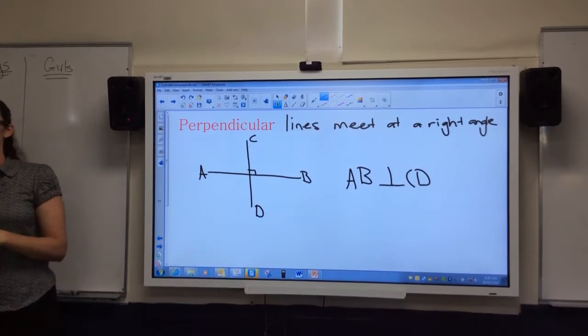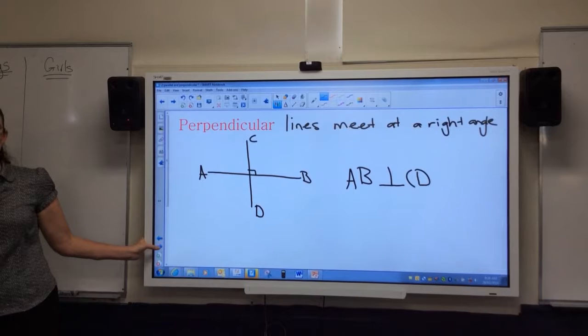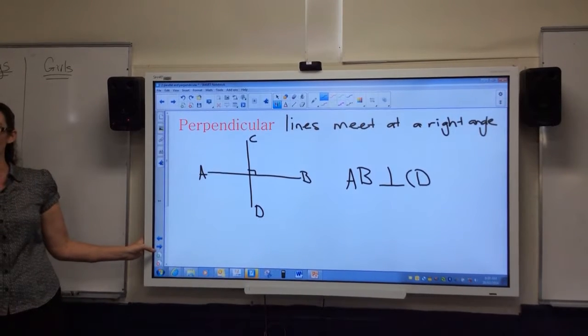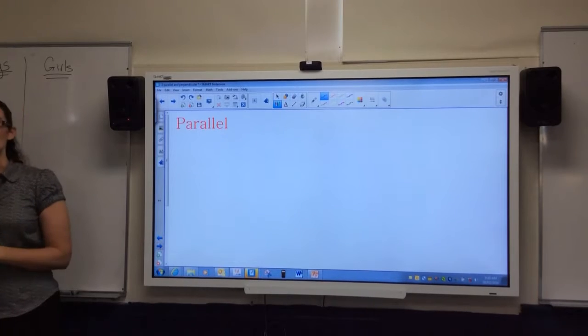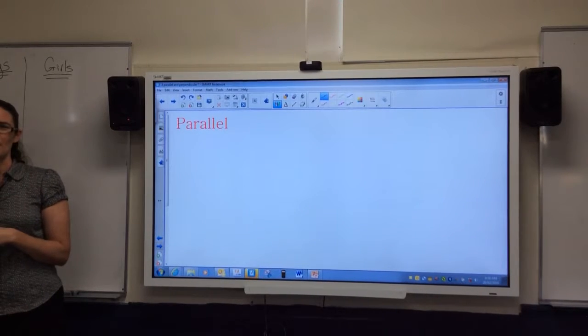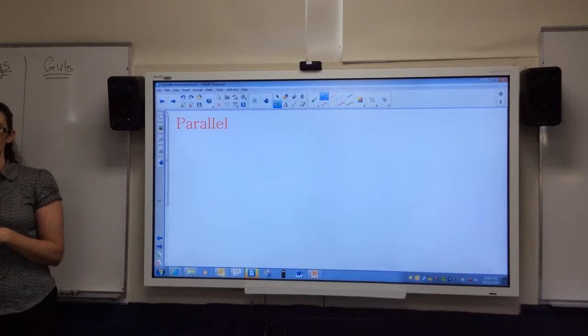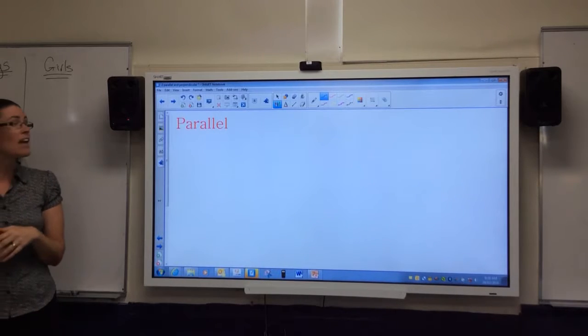Now, we have perpendicular lines. We have something else starting with P, lines. What was the other sort of lines we had? We have perpendicular and we have parallel lines. What's special about parallel lines? They're together. What does that mean? They kind of run against each other, like they're like train tracks. They're like train tracks, aren't they?